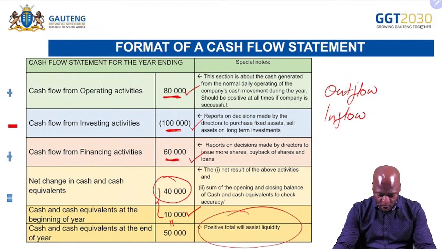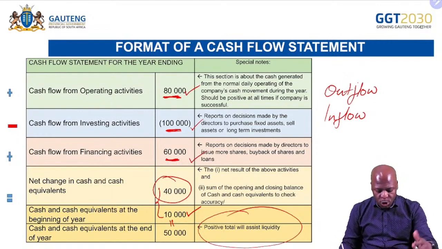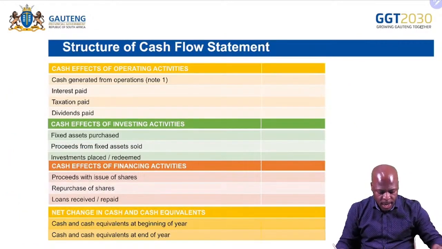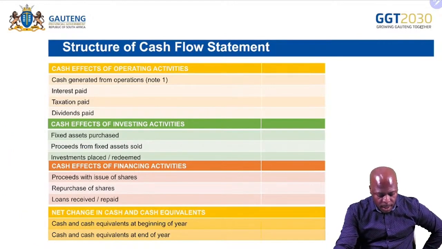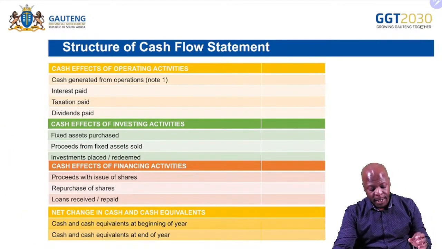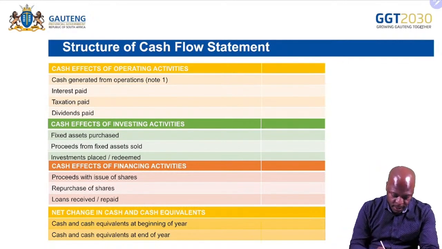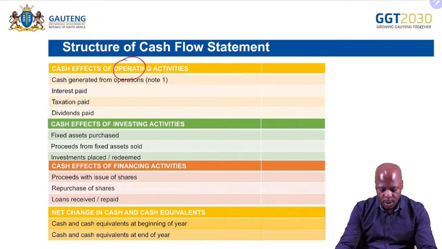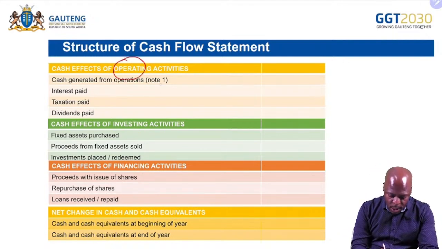Very important. I want us to quickly move on now to the structure of our cash flow statement. There are four items under our operating activities. The first one is our cash generated from operations, and you can see there, I've said note number 1.